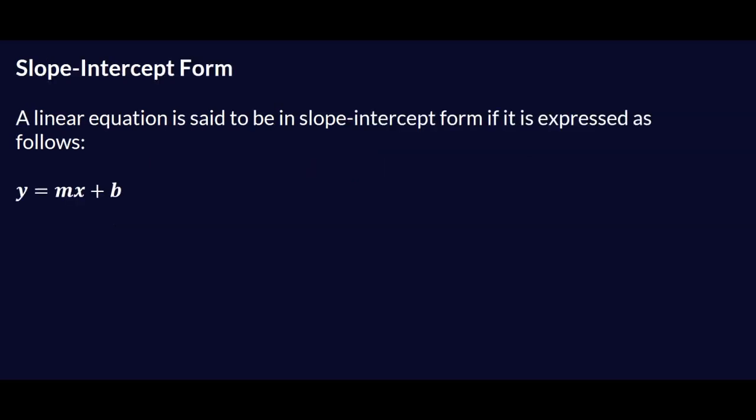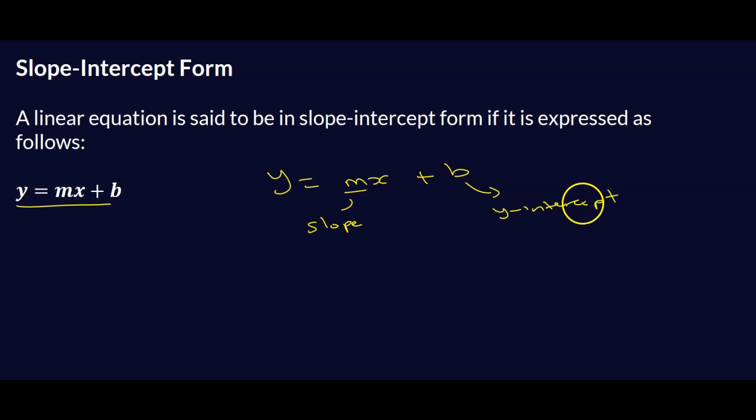So what is the slope-intercept form? A linear equation is said to be in slope-intercept form if it's expressed in this form: y equal to mx plus b, where your m is your slope and your b is your y-intercept. This is what it means to be in slope-intercept form.